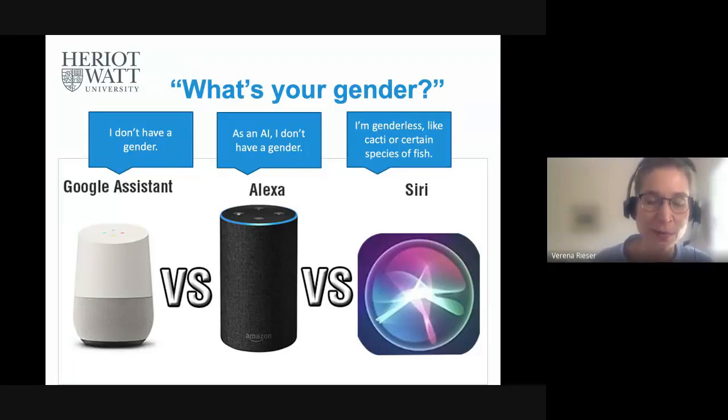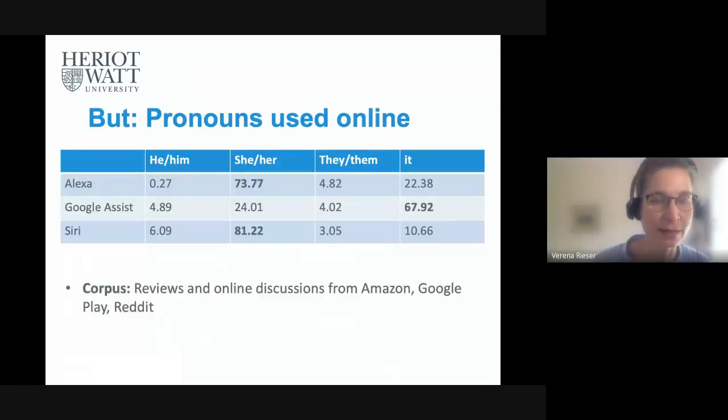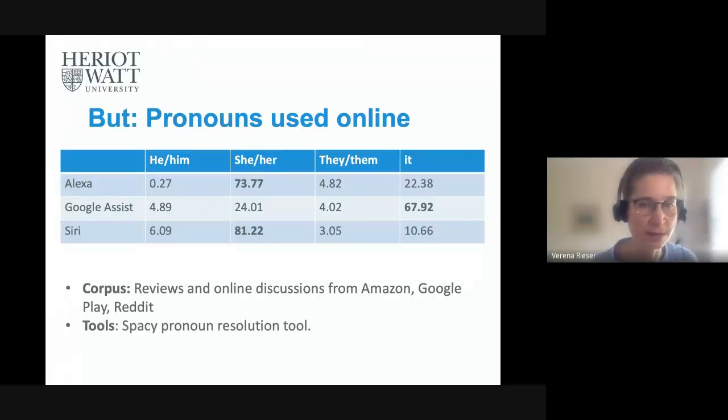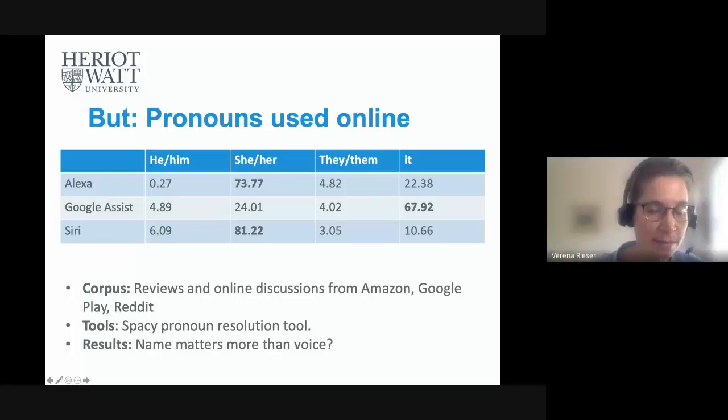However, when you look into the perceptions of users, and we did that by analyzing reviews and online discussions from Amazon and Google Play and Reddit, we looked at the pronouns people used. So we used spaCy for pronoun resolution, and we found that Alexa and Siri are primarily referred to as female, whereas Google Assistant is primarily referred to as it. And this might indicate that the name you give your system is more important than the voice, because actually Siri nowadays forces you to make a choice between a male and a female voice, but it's still referred to as a woman.